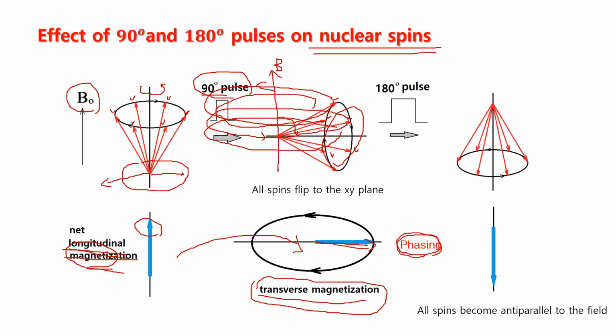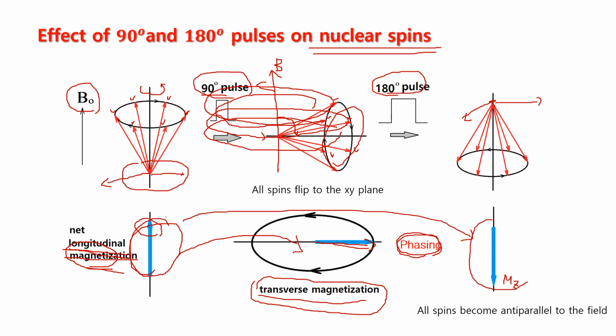On the other hand, if we apply a 180-degree pulse, for every single nuclear spin the direction of precession reverses, antiparallel to the field. If we do the vector sum, there's no transverse magnetization. There's only longitudinal magnetization, M0, but in this case M0 is antiparallel to the field. That means this longitudinal magnetization reverses its direction by the 180-degree pulse.